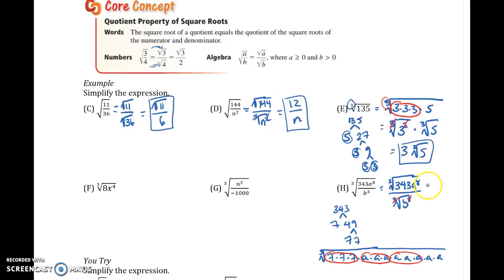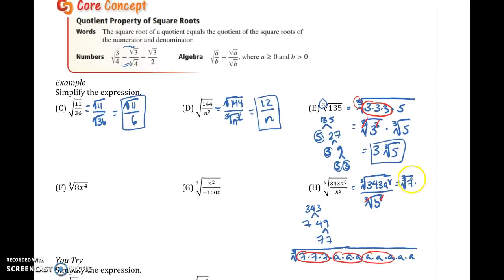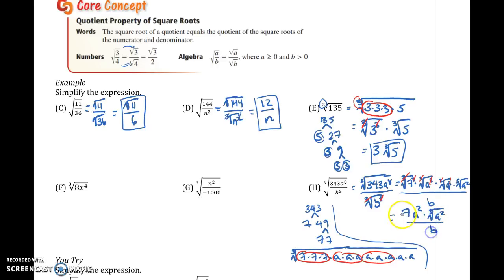So I'm going to rewrite this as the cubed root of 7 times, let me move my paper over, the cubed root of a to the third times the cubed root of a to the third times the cubed root of a squared, all over b. Okay? And then I can simplify that because, oops, that's 7 to the third. That didn't get written there. So now I can simplify this because these radicals and the 3's cancel out, right? And the last one doesn't. So I'm left with 7a squared times the cube root of a squared all over b.